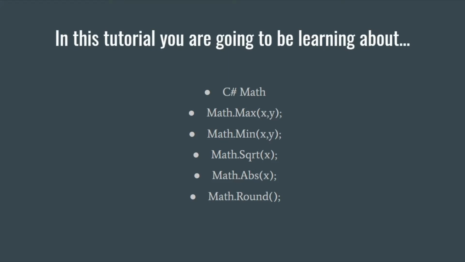Math.Abs is something that returns a positive value. So say if I did -1, it will turn into a 1 when we run the program. And Math.Round is when we round the number to its nearest number. So say like 9.98, that'll round up to 10. So let's go on to Visual Studio.